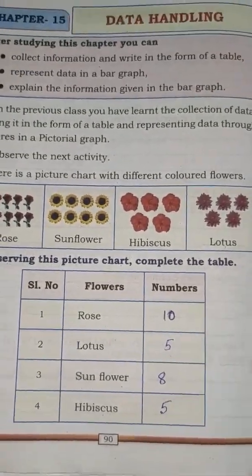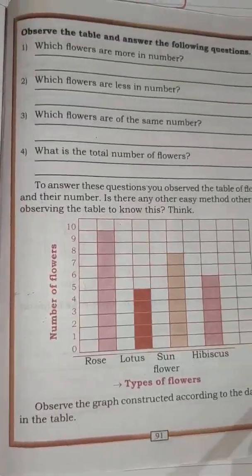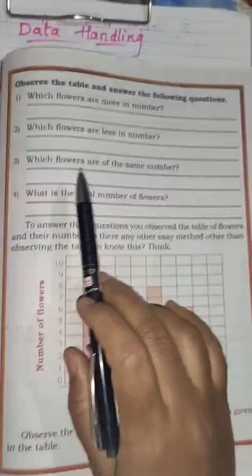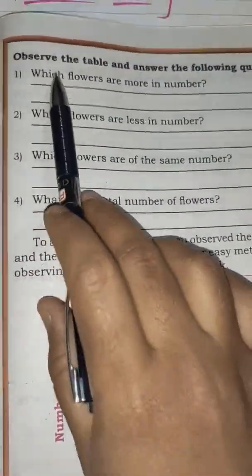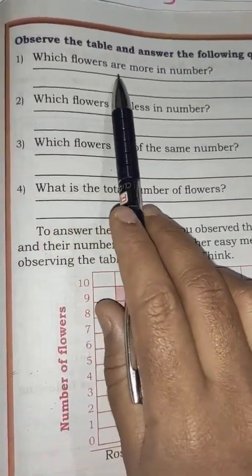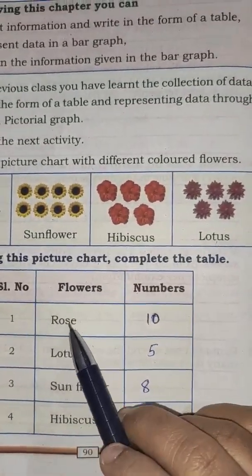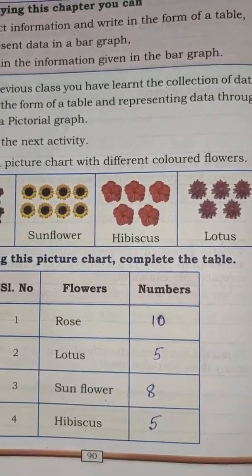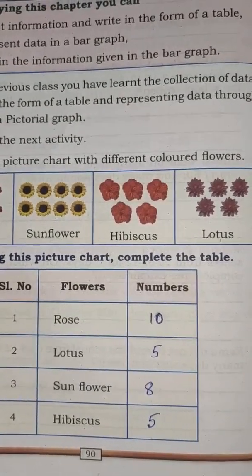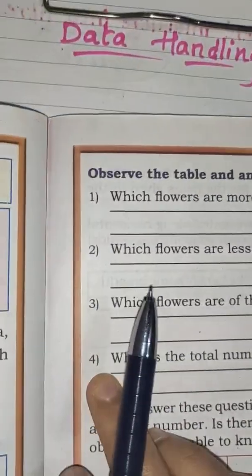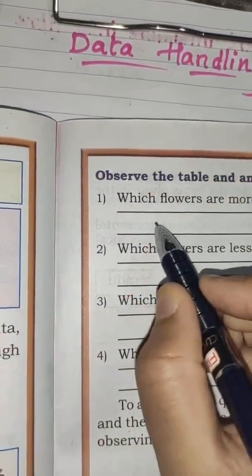Okay. So now come to page number 91. Observe the table and answer the following questions. You have to observe the table and answer these questions. Which flowers are more in number? Yes, rose. Roses are more in number, isn't it? Because here there are 10 roses. So we'll write here, rose.